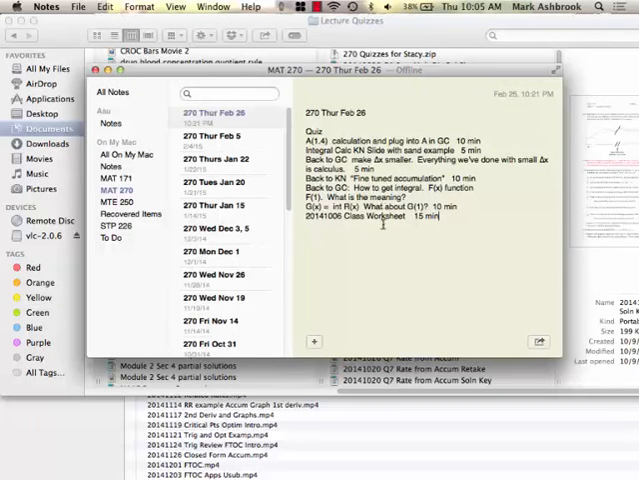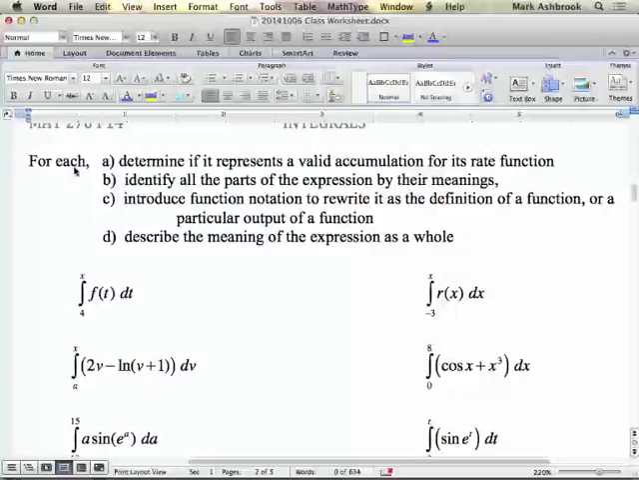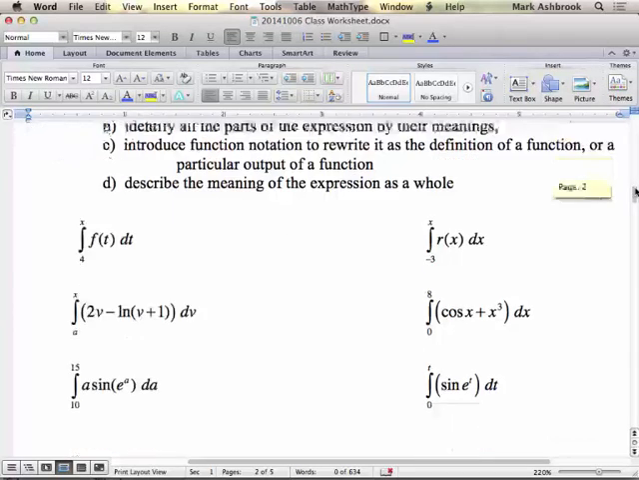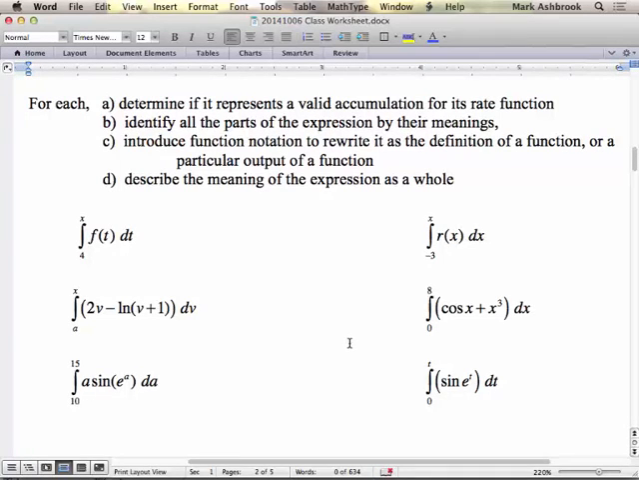All right, so where are we? What's the meaning? Okay, worksheet. We're ready. Here we go. Here's a bunch of integral expressions. Super important: when you see these integral expressions, you can identify them. So determine, first of all, does it represent a valid accumulation for its rate function? We just talked about that. If you have a matching upper bound of the integral and input in the rate, you're going to get a constant rate for the whole thing. No good.